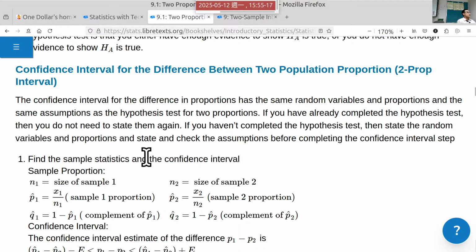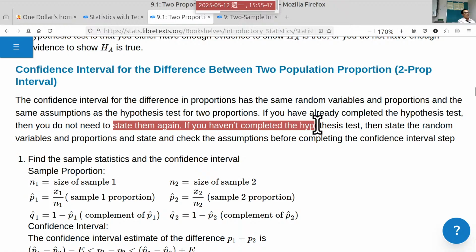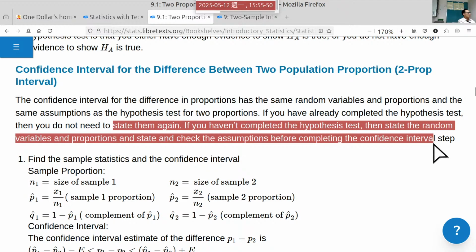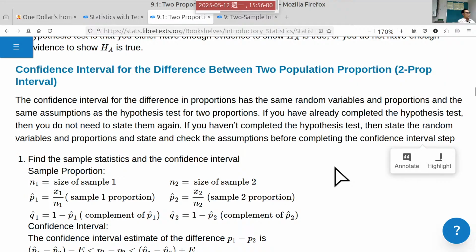Okay, and next, confidence interval for the difference between two population proportions. The confidence interval for the difference in population proportions has the same random variables and proportions and the same assumptions as the hypothesis test for two proportions. If you already completed the hypothesis test, then you do not need to state that again. If you haven't completed the hypothesis test, then state the random variables and proportions and state and check the assumptions before completing the confidence interval step.